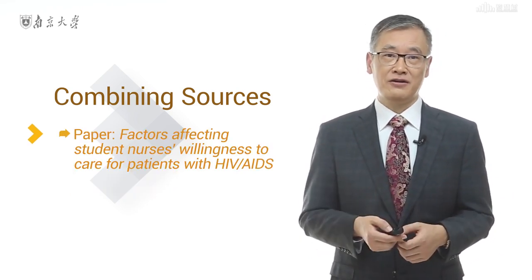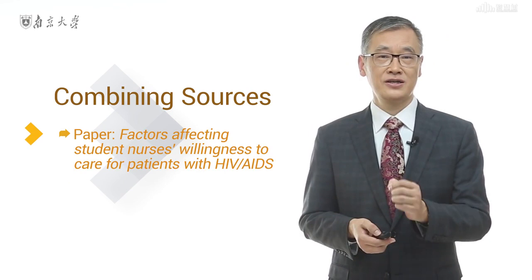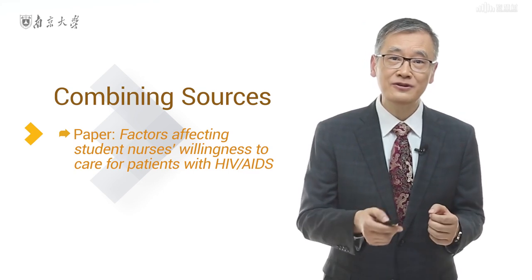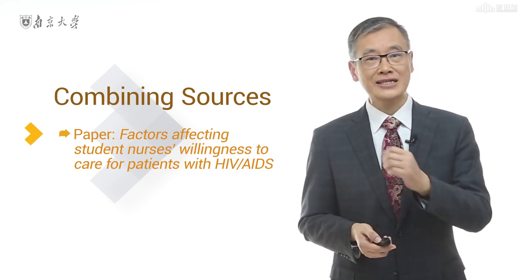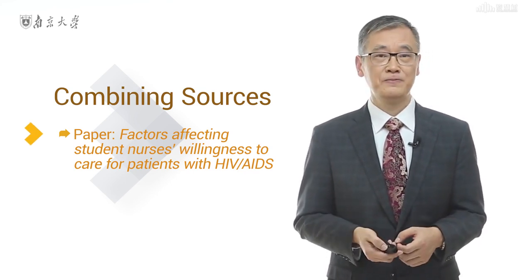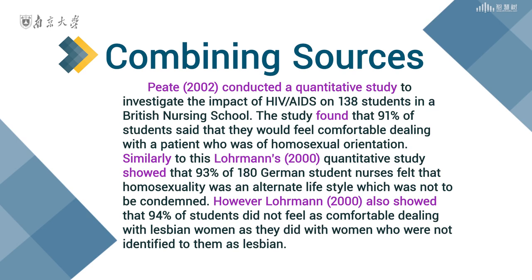Now read the following paragraph from the paper Factors Affecting Student Nurses' Willingness to Care for Patients with HIV/AIDS, and see how different sources are incorporated into the text. While reading, ask yourself, how many sources are cited? How are the sources cited and introduced? How does the author indicate the relationship among the different sources? You can pause the video to allow you more time to read the paragraph.